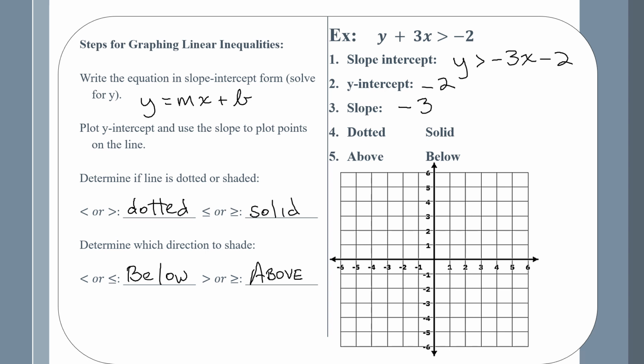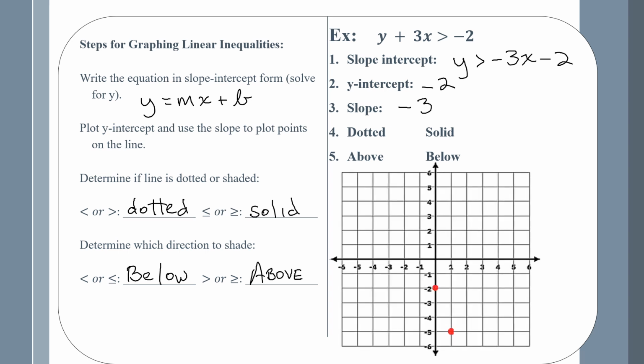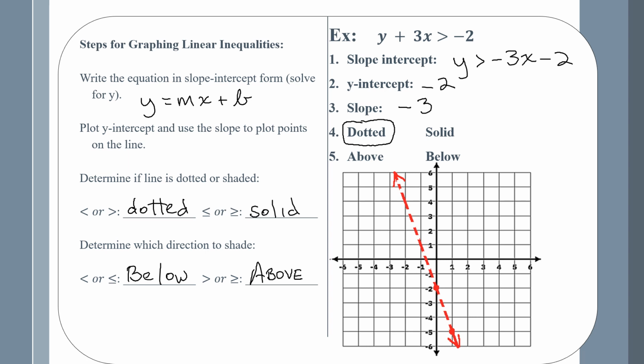So I'm going to plot my points. My first point is going to be at -2, and I'm going to go down 3 and 1 to the right. Now, because our inequality sign does not have a line underneath it, this is a dotted line. So we would graph that. All right. Now, since it's greater than, we're going to be above the dotted line. So we would shade this area in as we see.